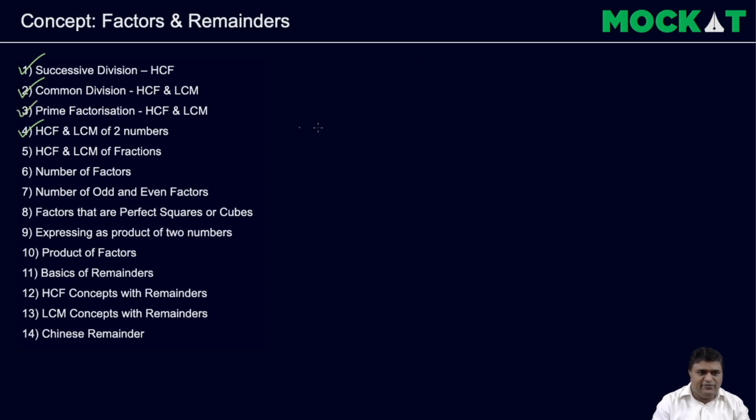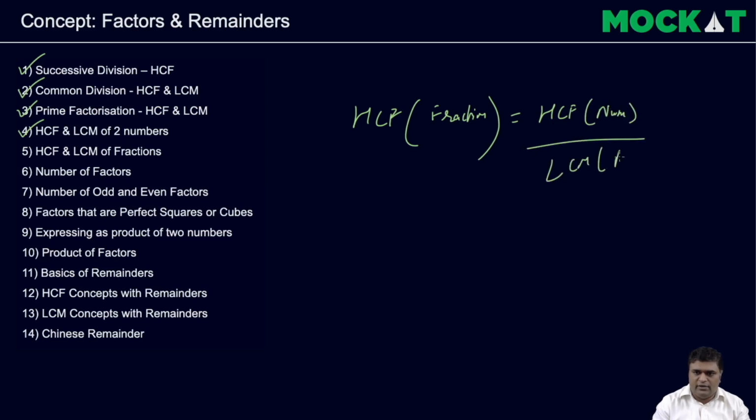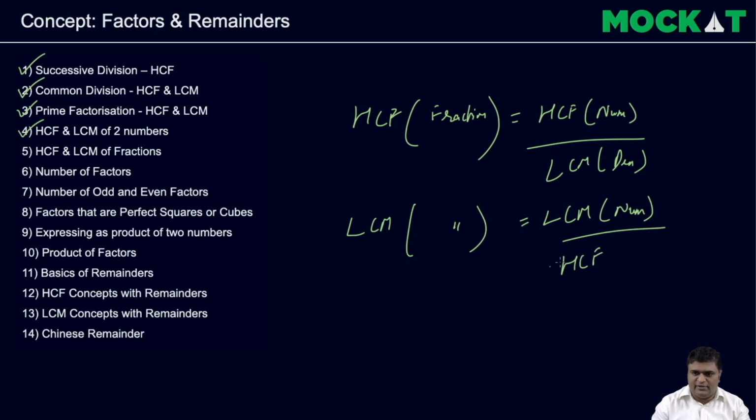Now when it comes to HCF and LCM of fractions, the HCF of fractions is going to be the HCF of numerators divided by the LCM of denominators. And when it comes to the LCM, it's going to be the opposite. LCM of fractions over here is going to be the LCM of numerators. Whatever you're applying over here, that will continue with the numerators. For the denominators, the opposite will be the case. That is, the HCF of denominators over here.